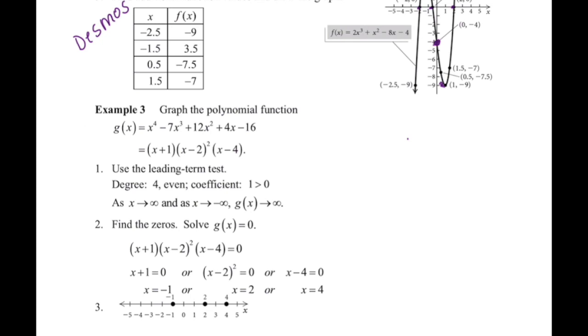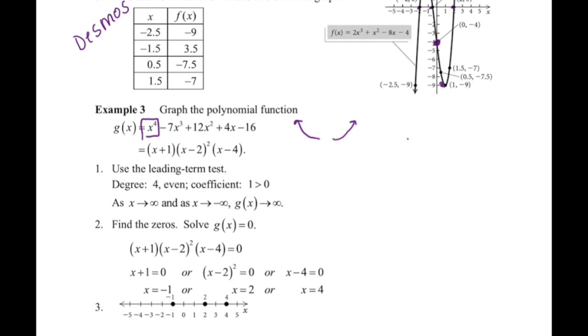I have x to the 4th minus 7x cubed plus 12x squared plus 4x minus 16. That's telling me, and it's putting it in factored form for me, that we have (x plus 1)(x minus 2) squared (x minus 4) as its factored form. Looking at the leading term, I have x to the 4th. I have an even degree and a coefficient that's greater than 0. So I know that both ends are going to go up.